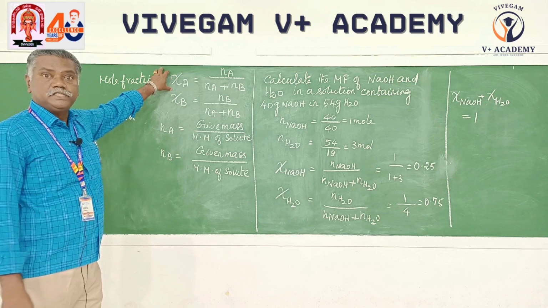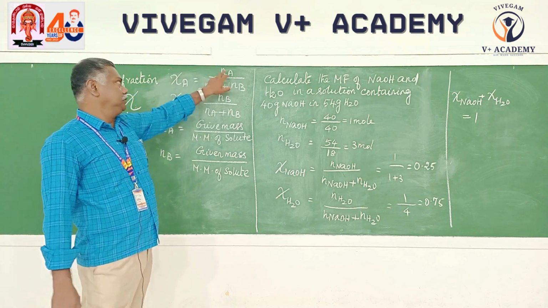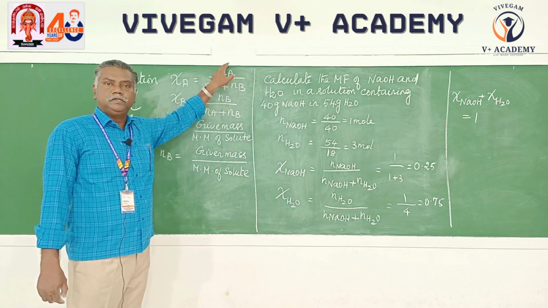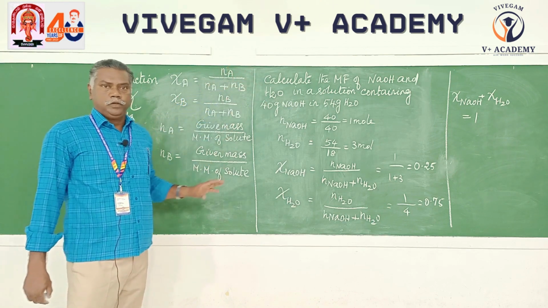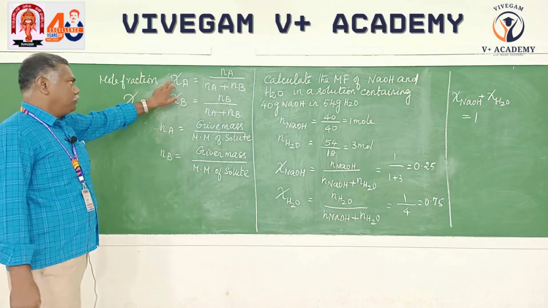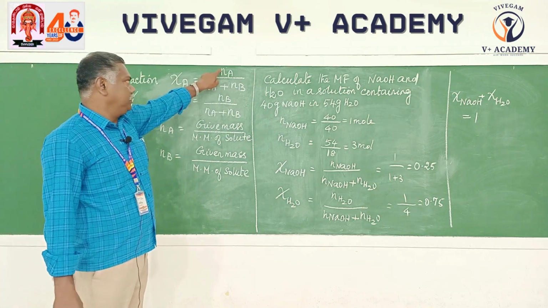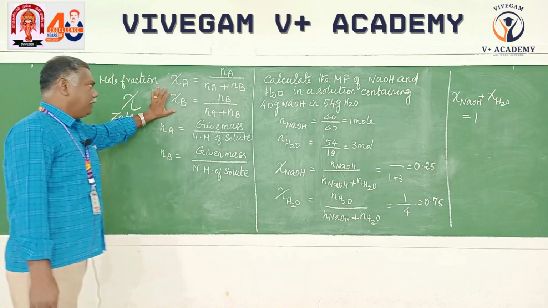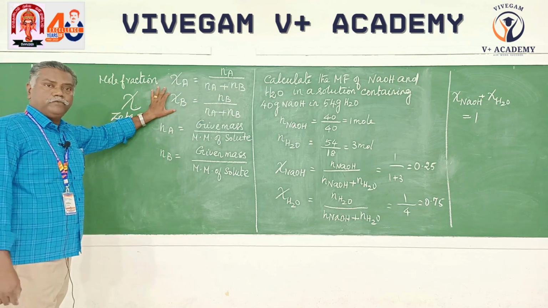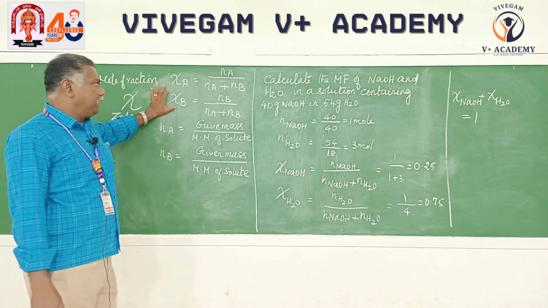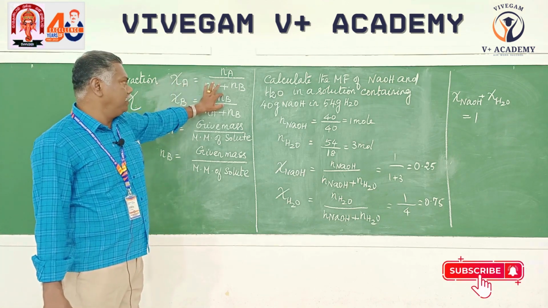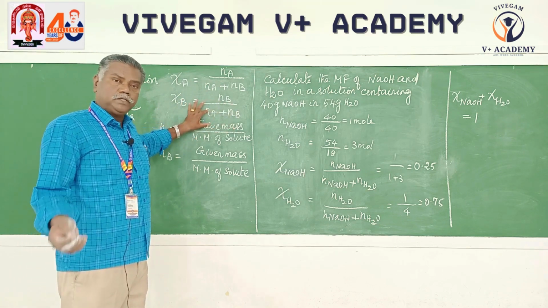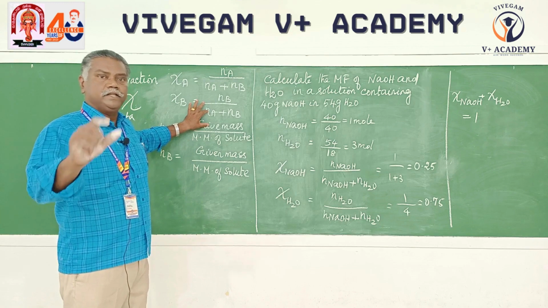What is the formula for zeta A? That is zeta A is equal to Na divided by Na plus Nb. N is nothing but the number of moles of solute. So the first component A has Na and the second component has Nb. In the same manner, zeta B, that is mole fraction of B component, can be calculated by using the formula Nb divided by Na plus Nb. That is the total number of moles present in the binary system.